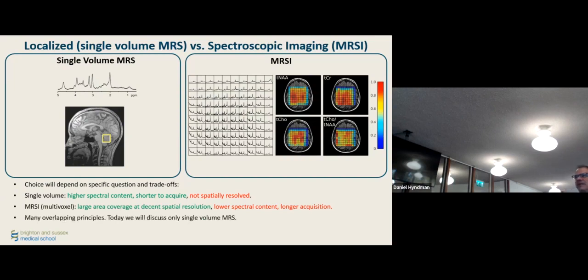And the principles are quite overlapping. So if we talk about single volume MRS, many of the principles will be relevant also to spectroscopic imaging. How do we actually localize the spectrum? So far, we said we just excite and we get a signal, but we want to get it from a specific region. Here come to the rescue magnetic gradients. Magnetic gradients are applied in a way that is essentially identical to the way that we select a slice in imaging.